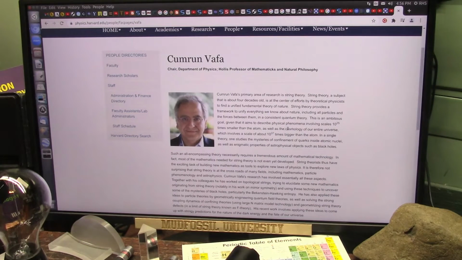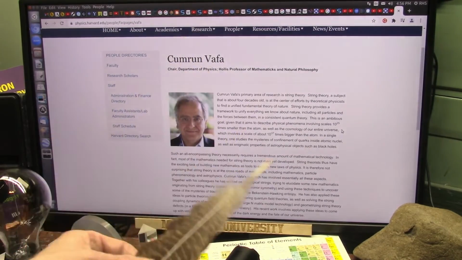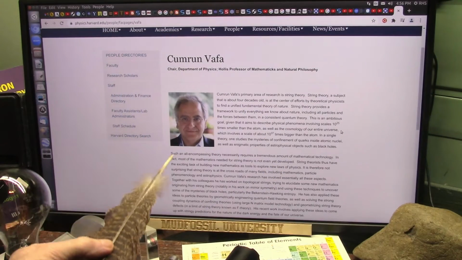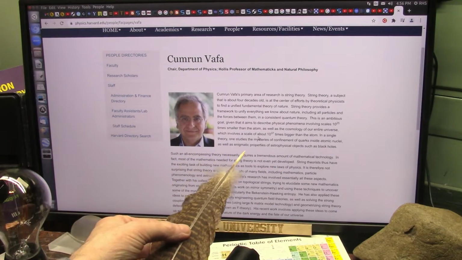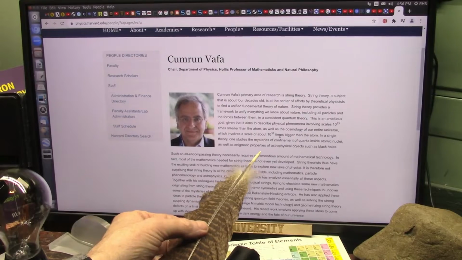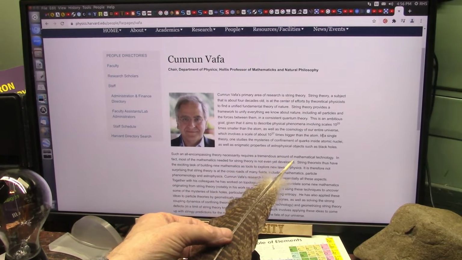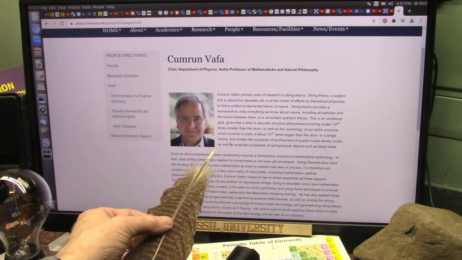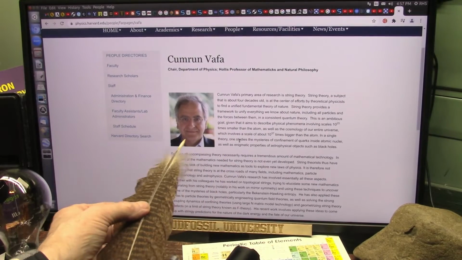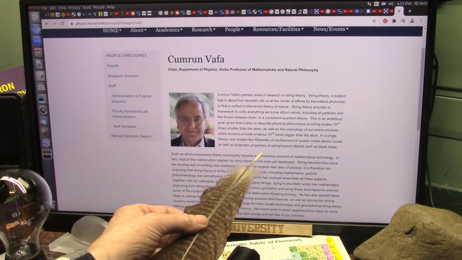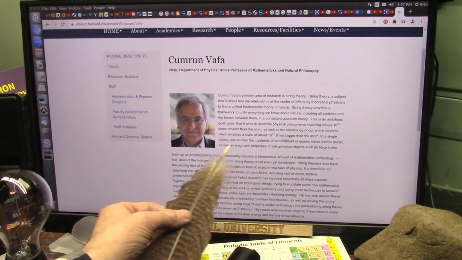As well as the cosmology of our entire universe. And yes, that's for sure. We have to take into account, is it expanding? Is it contracting? What is it doing? It involves a scale of about 10 to the 37 times bigger than the atom. All right, in a single theory, we have to make this happen, and I have. So it's got to be in a single theory.